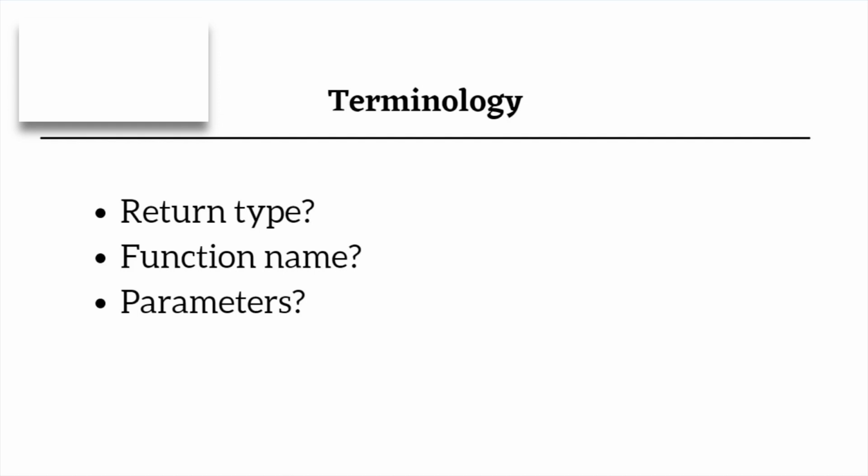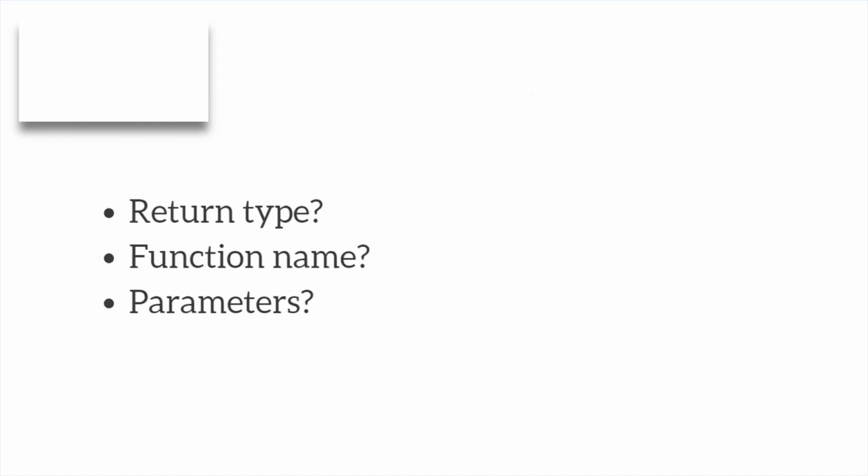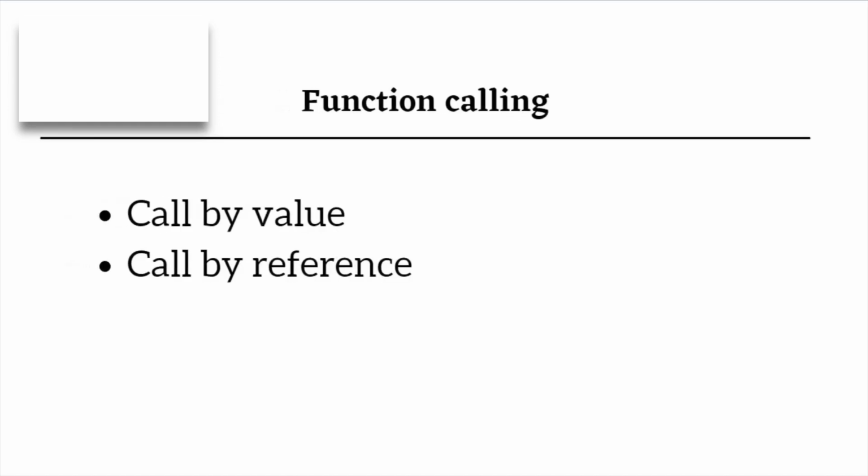The next thing is function calling. We have two types, call by value and call by reference. If we call the function by a value, it is call by value. And if we call a function by reference, which means by its address, then it is call by reference. No need to worry. We'll discuss all these things in detail in further lectures.